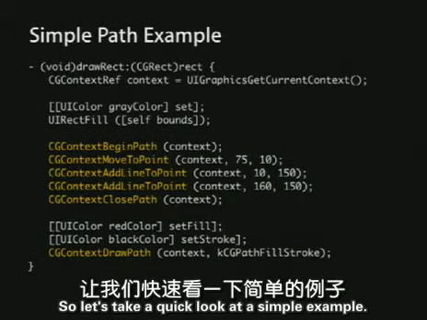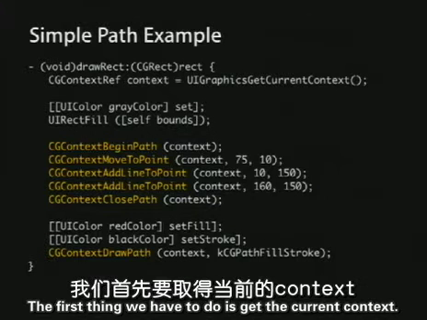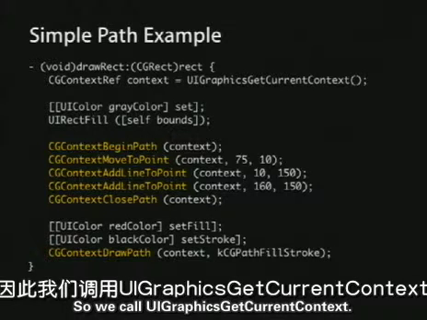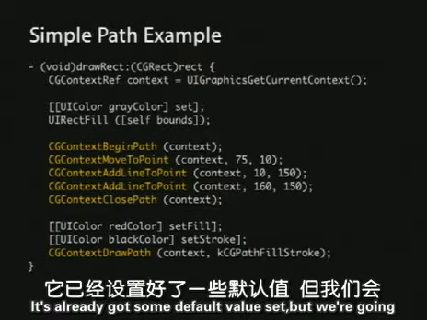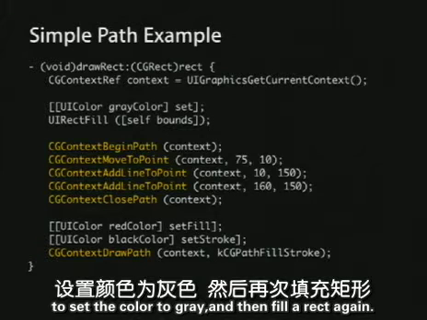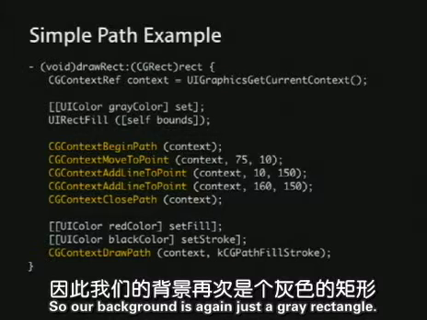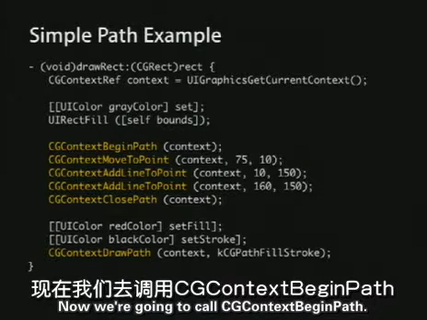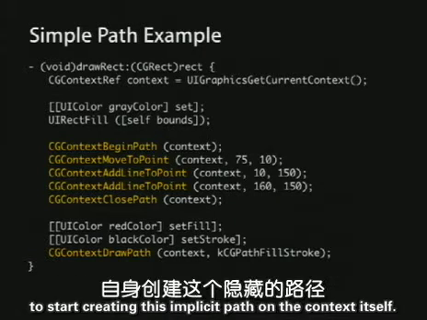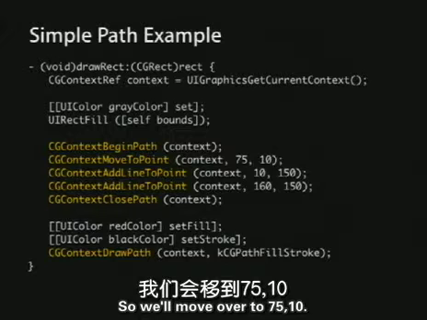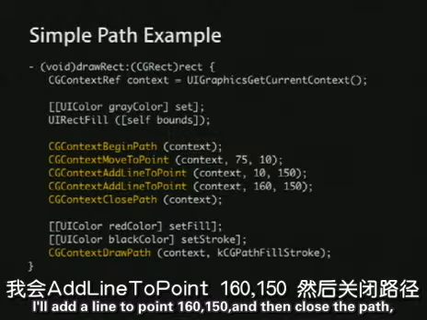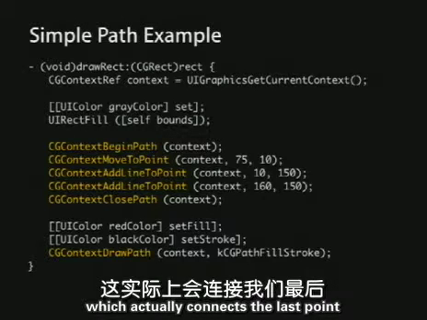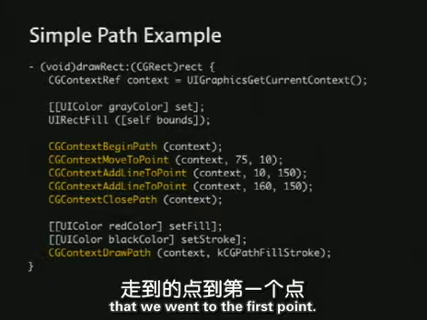So let's take a quick look at a simple example. We've got our drawRect here. The first thing we have to do is get the current context. So we call UIGraphicsGetCurrentContext. That gives us back the CGContextRef that UIKit created for us. It's already got some default values set, but we're going to set the color to gray and then fill a rect again. So our background is again just a gray rectangle. Now we're going to call CGContextBeginPath. So this tells the context that we want to start creating this implicit path on the context itself. Then we'll move to point, so we'll move over to 75,10. We'll add a line to point 10,150, add a line to point 160,150, and then close the path, which actually connects the last point that we went to the first point.